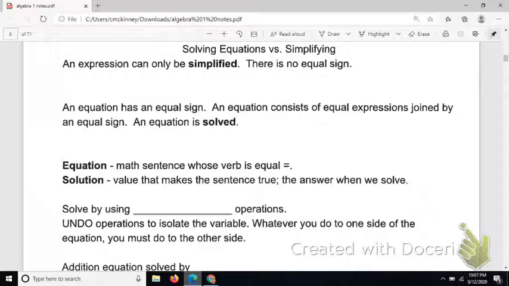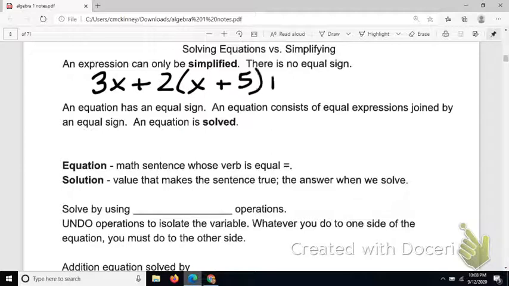Last week we simplified expressions. Expressions can only be simplified because they don't have an equal sign, so we can't find what the value of the variable is. They were things perhaps like this. That was an expression. And to simplify the expression, we did the distributive property, so 2 times x and 2 times 5.